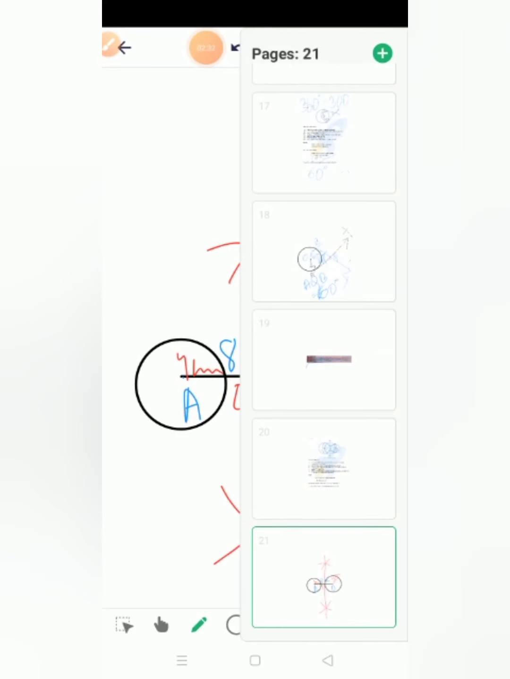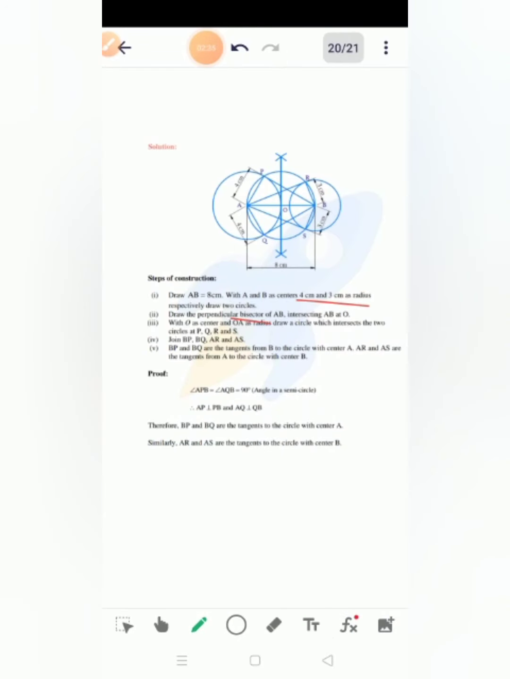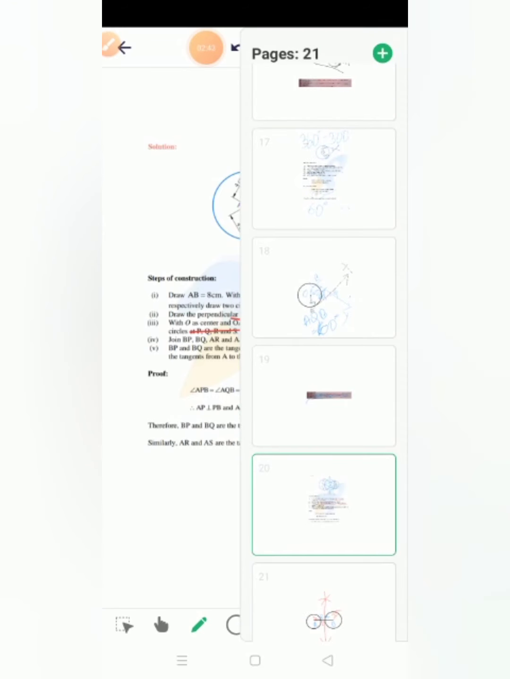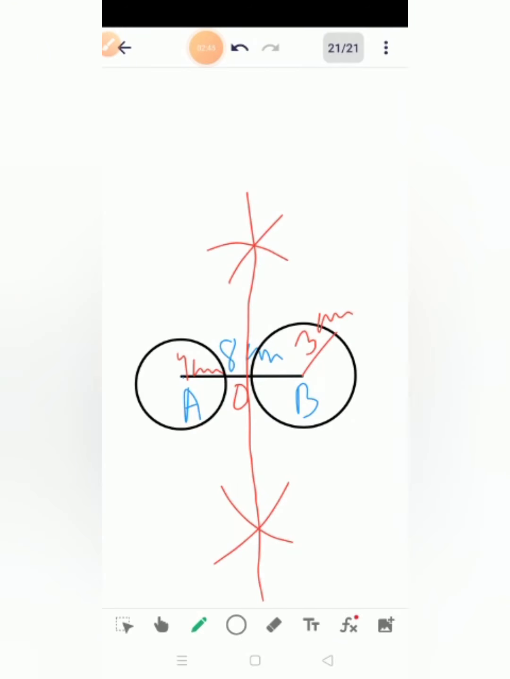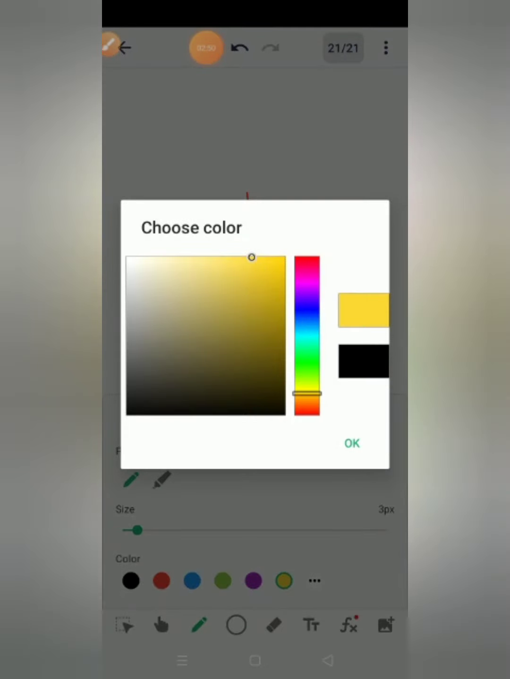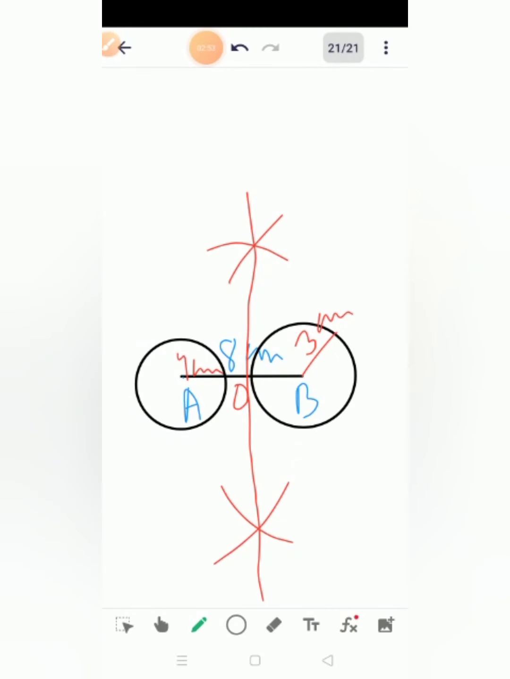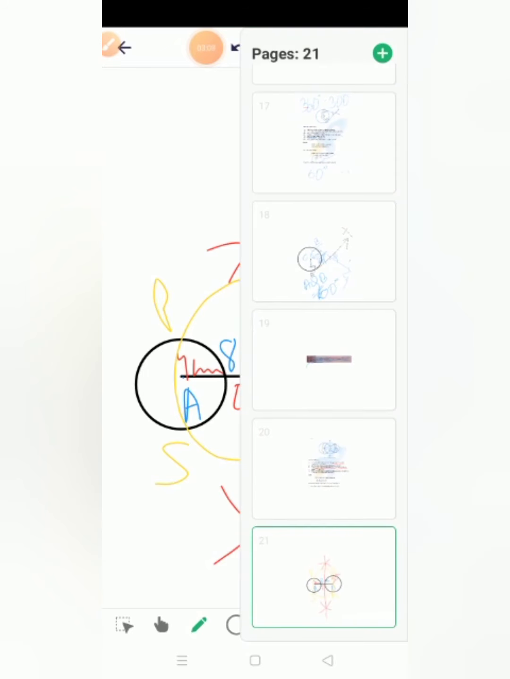After that, with O as center and OA as radius, draw a circle which intersects the two circles at P, Q, R and S. They had told us to draw a circle with O as center and OA as radius. This is the circle, let's say. And let's name the points where it meets the circles: this one is P, this one is Q, this one is R, and this one is S, as in the steps of construction.